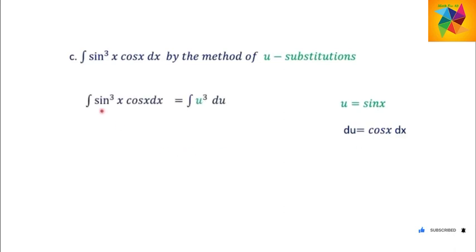Going back, we have our original problem, we copy it down, and that's equal to, now sine x is just u, and because it's raised to the 3rd power, we're also raising u to the 3rd power. Now simply integrating u to the 3rd, we get u to the 4th divided by 4. Finally substituting sine x for u, we get 1/4 sine to the 4th x plus a constant.